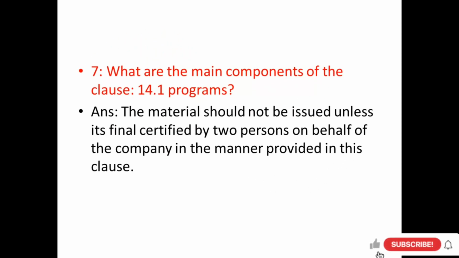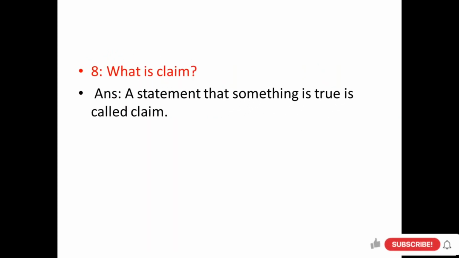Question number 7. What are the main components of clause 14.1 programs? क्लॉज़ मीन दफ़ा और इसका जो नंबर है वो है 14.1। इसका आंसर है, the material should not be issued unless it is finally certified by two persons on behalf of the company in the manner provided in this clause. Question number 8, what is a claim? इसका आंसर है, a statement that something is true is called a claim.